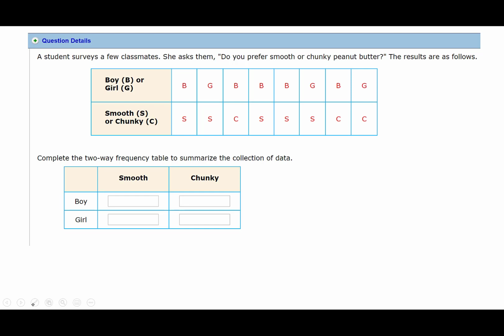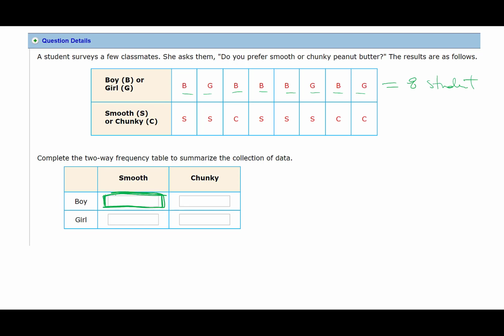The first thing we need to do is count the total number of students. 1, 2, 3, 4, 5, 6, 7, 8 students. And then do you see the row right below the gender are the smooth and chunky? So here's how we'll fill this out. If you look at this two-way table below, if a boy chose smooth, we'll put that in this first box that I've outlined in green.